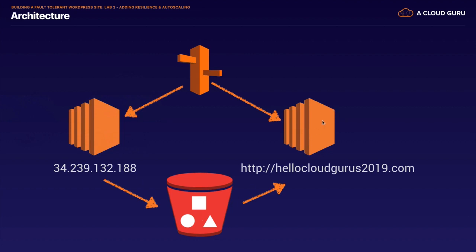And then we're going to have a fleet of EC2 instances here, and their job is to constantly just poll the S3 bucket looking for changes. And when people visit our domain, hellocloudgurus2019.com, Route 53 is going to send them over to this group of EC2 instances. It's not going to send it to our writer nodes, so it's just going to send it to our read nodes only. So let's go in and set this up now.